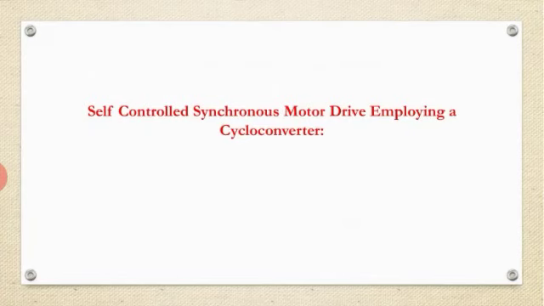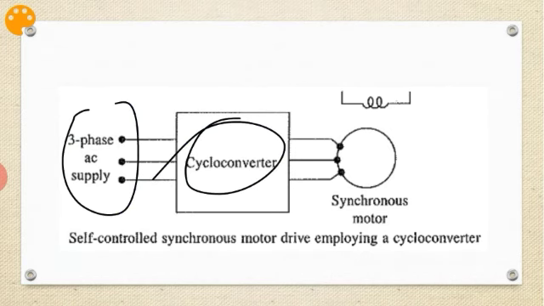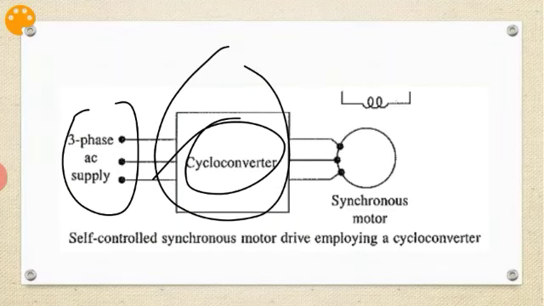Next is the self-controlled synchronous motor drive employing a cycloconverter. The cycloconverter converts fixed frequency to variable frequency. This is the function of the cycloconverter. Here we have the three-phase supply. This is simply a block diagram, and actual converters are not plotted here. And this is the synchronous motor.